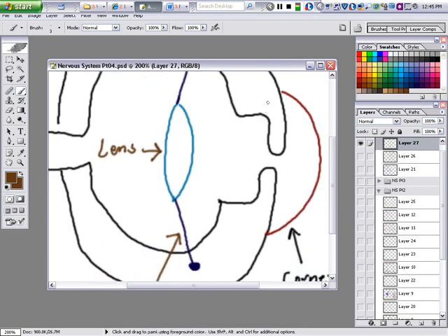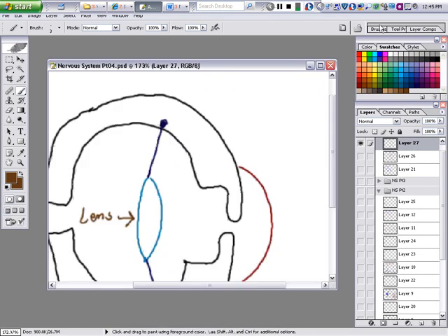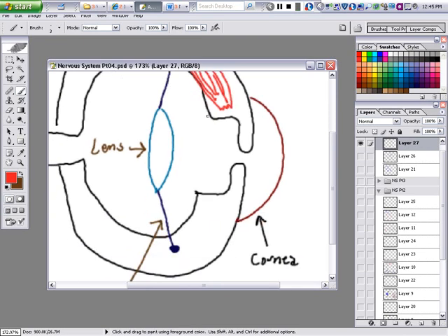Now, the suspensory ligaments are attached to a muscle. Okay, I'm going to make this muscle red. Anybody remember what the name of that muscle is? That's okay if you don't remember. Okay, let's put this muscle here. This muscle is the ciliaris muscle. I'm going to label it in just a second.